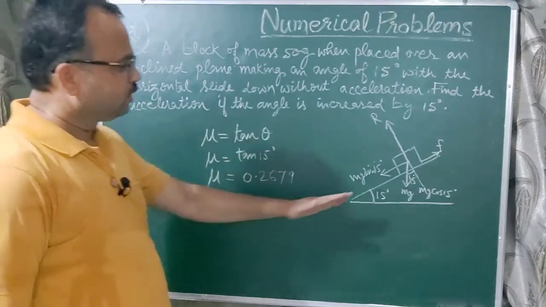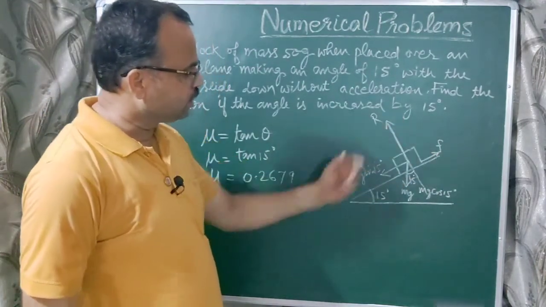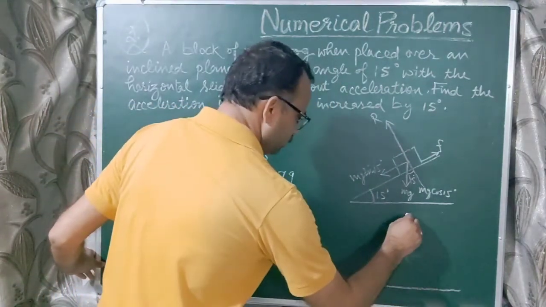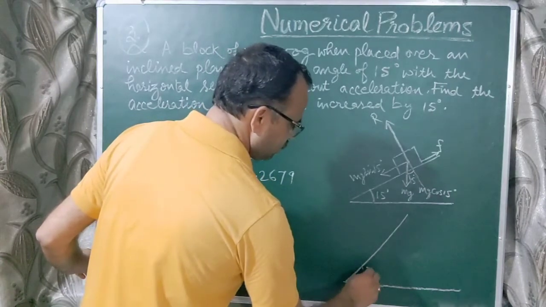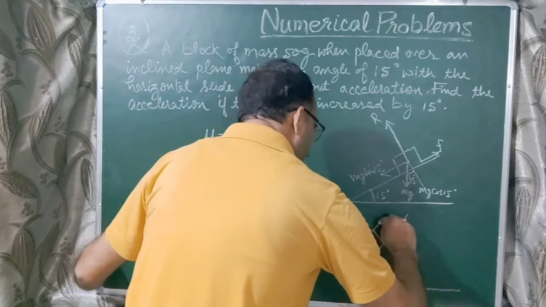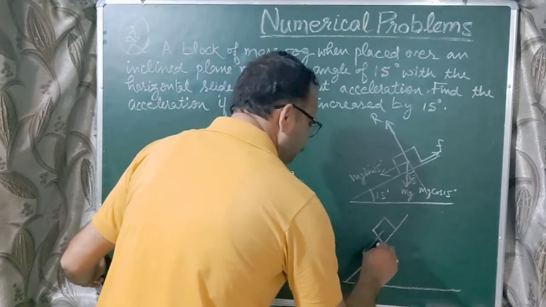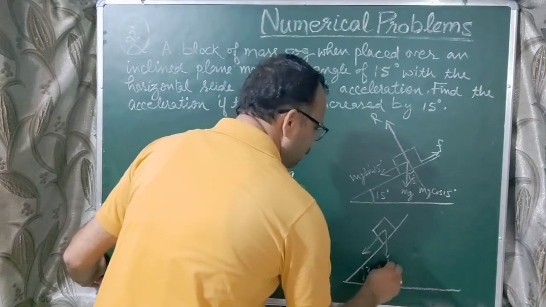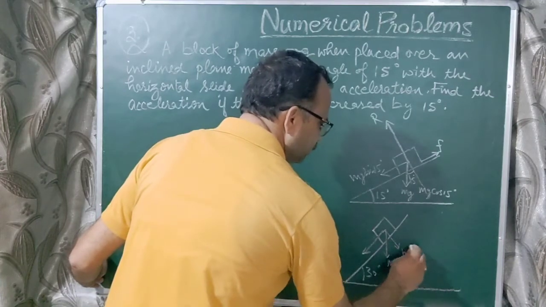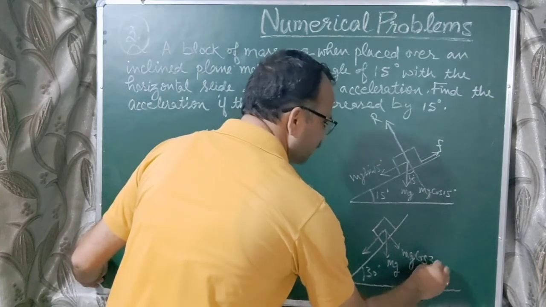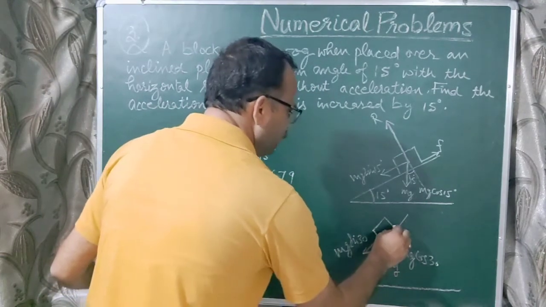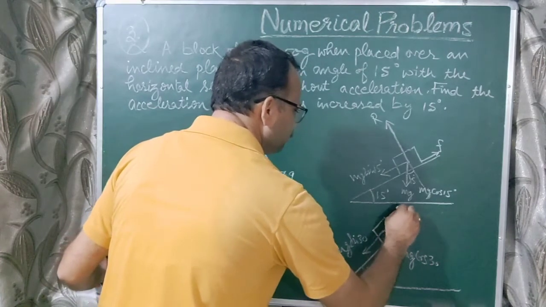After that, increase the angle of the inclined plane. Suppose now this angle becomes 30 degree. After that the body is moving downward, and the horizontal component in this direction is mg cos 30, the other component is mg sin 30, and the frictional force is set up in the upward direction.